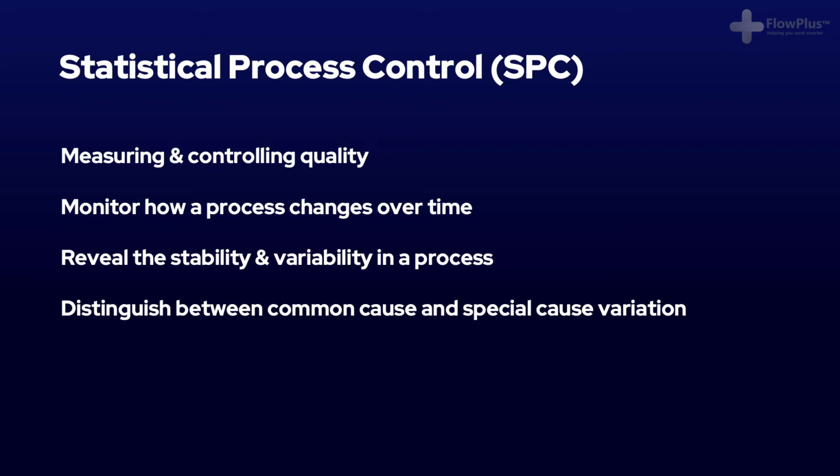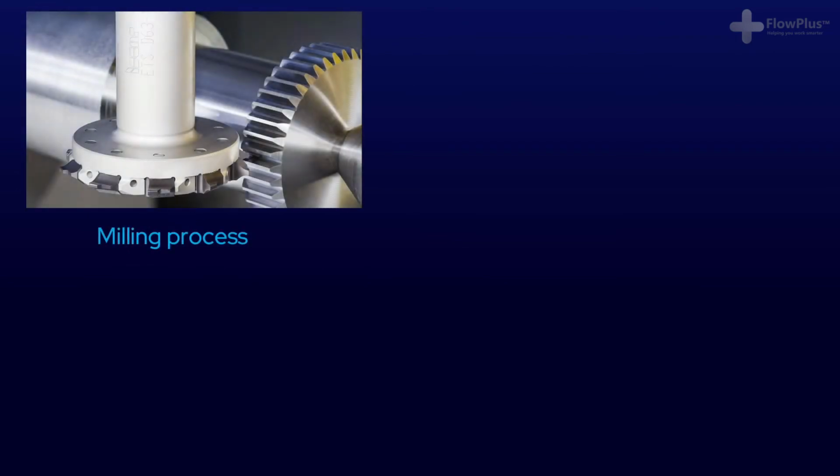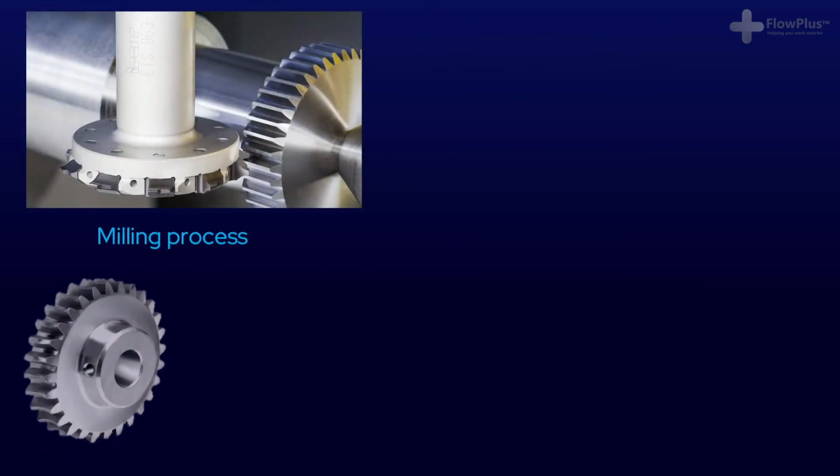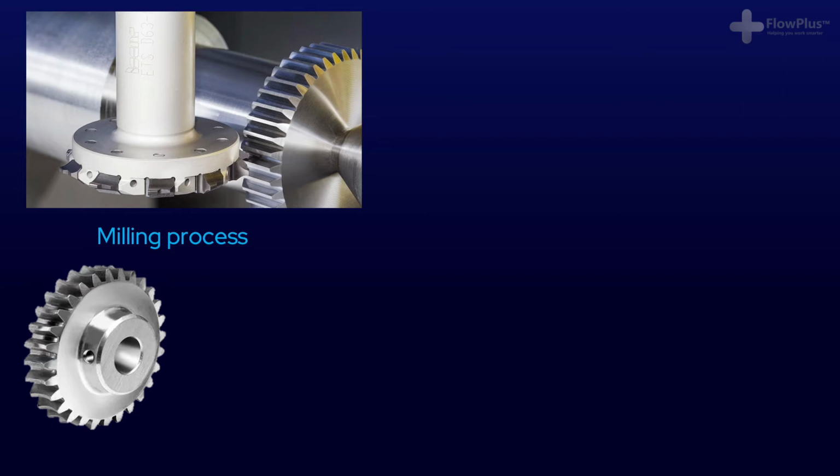Carrying on with a similar example from before, let's imagine you are measuring the diameter of a gear being milled on a milling machine. The target diameter of the gear is 50 mm, but as with all processes, there will be some level of variation. Each gear will not have a diameter of exactly 50 mm. Some will be slightly bigger and some will be slightly smaller.